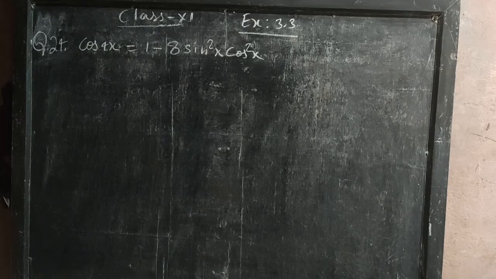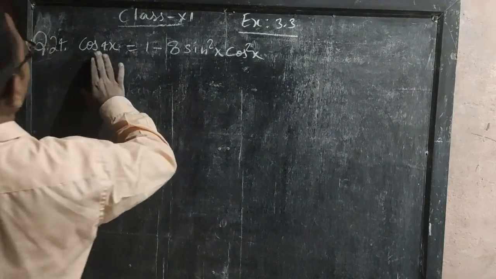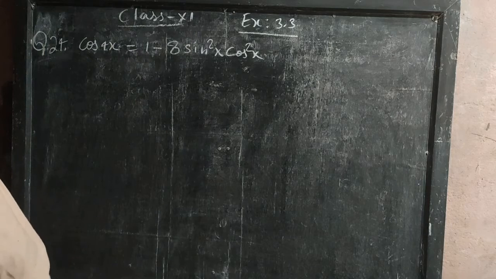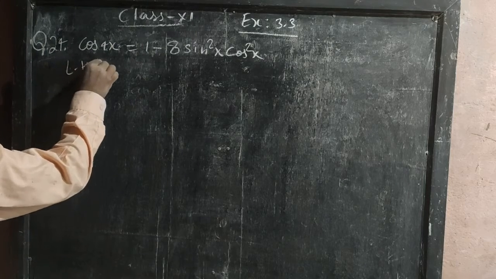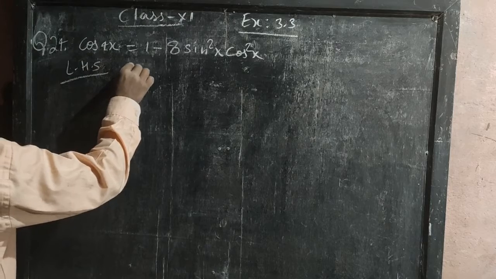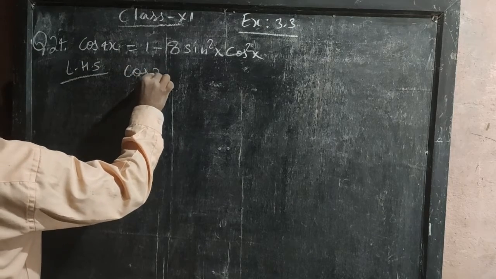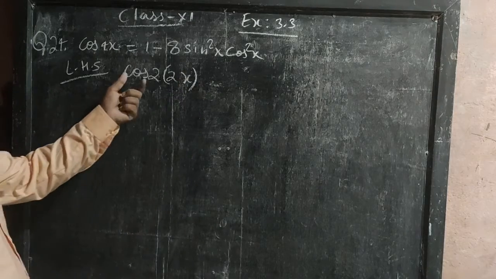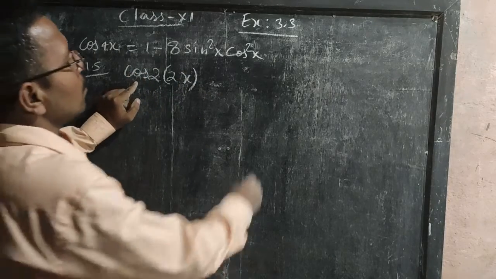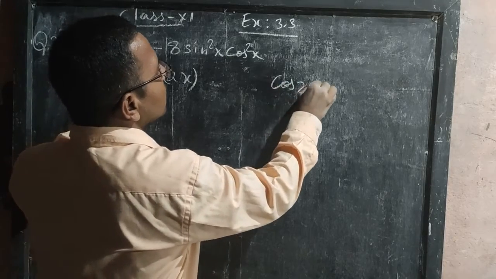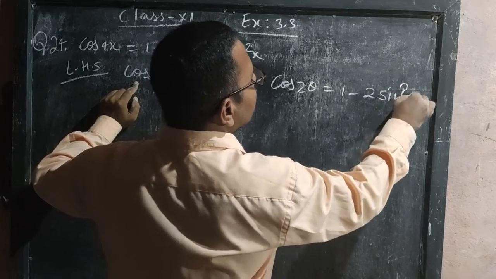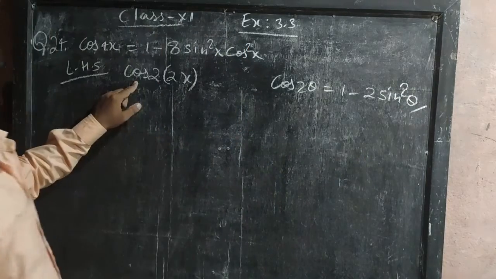So now let's see here, students, question number 24. That is given here: cos 4x equal to 1 minus 8 sin square x cos square x. So we will take the LHS side. That is, cos 4x can be written here as cos 2 into 2x. By doing the multiplication it will become 4x. So now cos 2 theta, use the identity: 1 minus 2 sin square theta. We will use this identity.